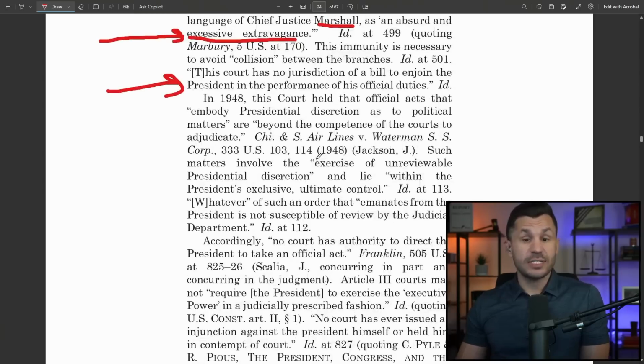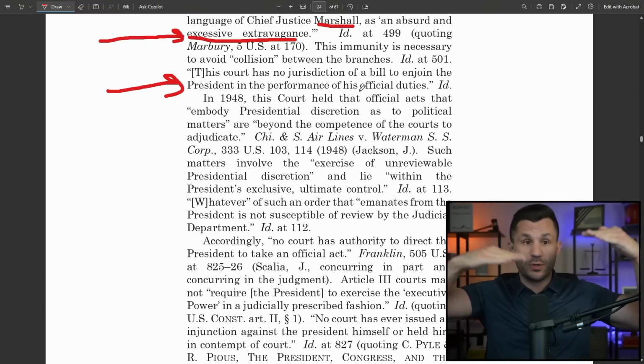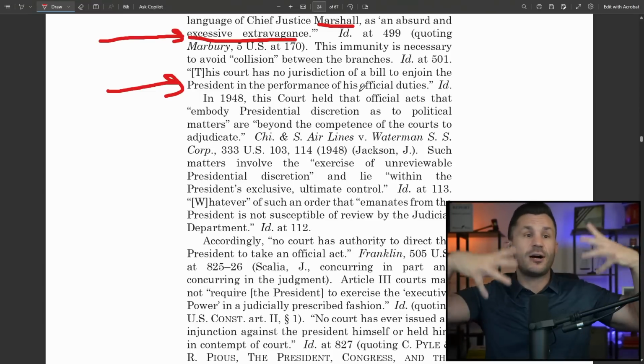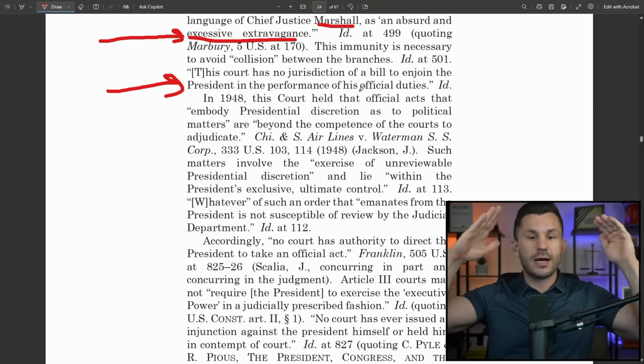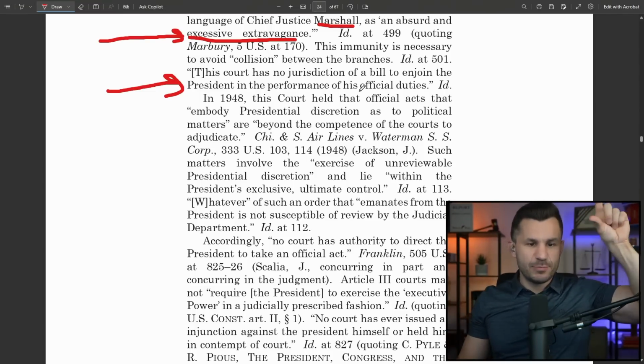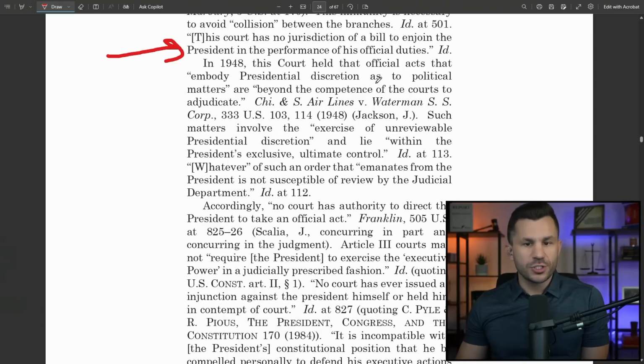Now, remember, there's a distinction here between the president and the president's officers. Again, it's a big difference. Congress can do stuff with the presidential officers, right? Create offices and do other things, but it's not applicable to the president himself. In 1948, this court also held that official acts that embody the presidential discretion as to political matters are beyond the competence of the courts to adjudicate.